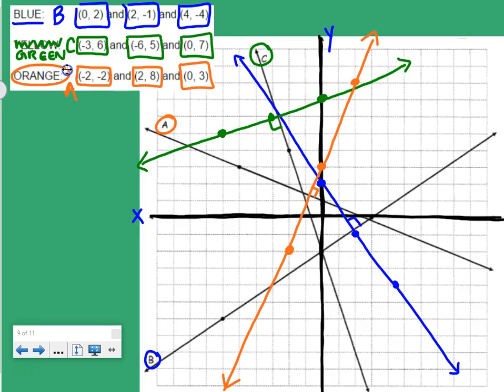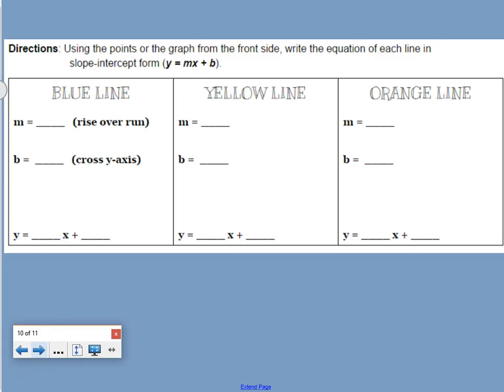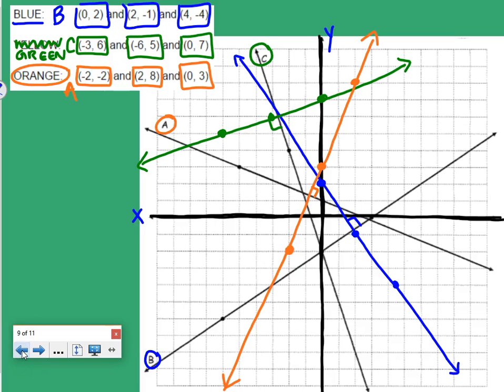So now we're going to use these graphs and write equations. Using the points or the graphs from the front side, write the equation of each line in slope-intercept form. So I will do the blue line with you. First, we need our rise over run, our slope. So if we look at our blue line, draw our slope triangle, up and over. We go up 3 over 2. So our rise is 3, our run is 2.